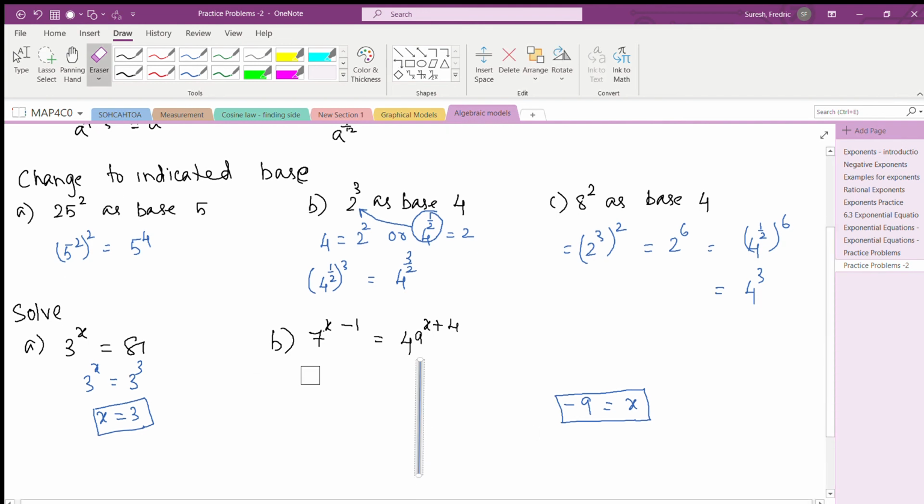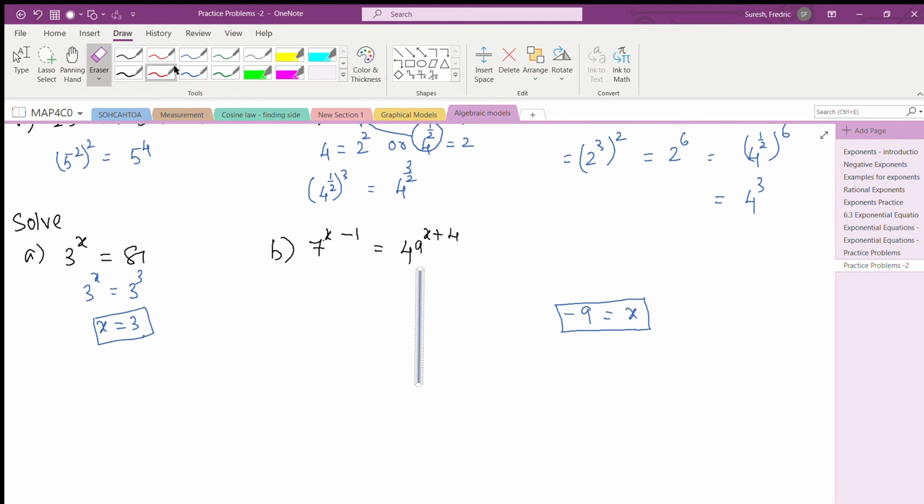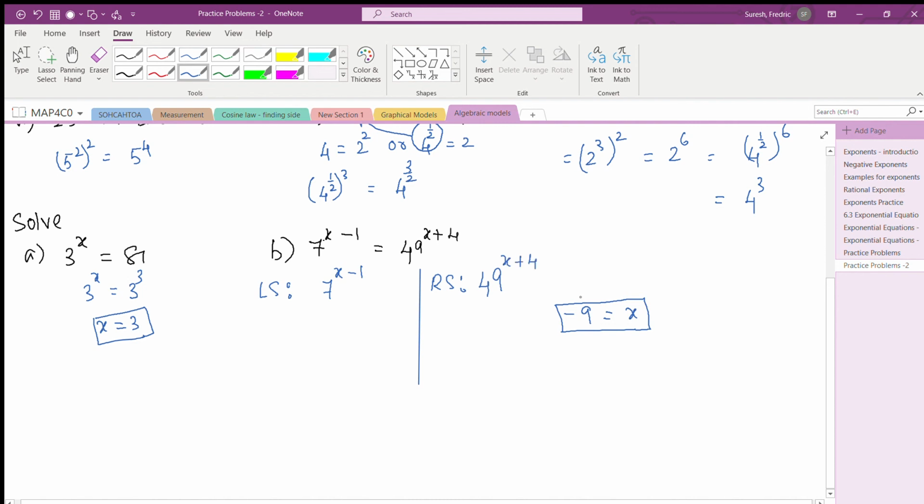And then on one side, I'm going to write the left side. So that is the left side of the equation. That is the right side of the equation. So the left side is 7 to the power of x minus 1. The right side is 49 to the power of x plus 4. So now I'm going to take the negative 9 instead of the x here. Instead of the x here, I'm going to substitute that.